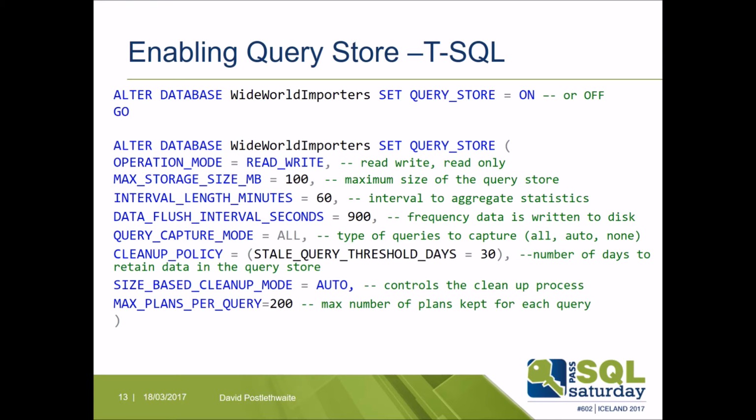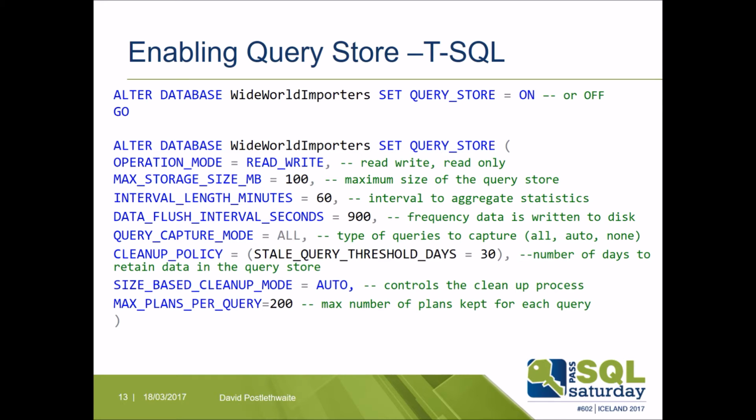The interval length, this defines your aggregation that you wish to use. The default is 60 minutes. You can change it from anything from, I think, 5 minutes up to a day. That will depend very much on what you need to collect and how granular you need it.